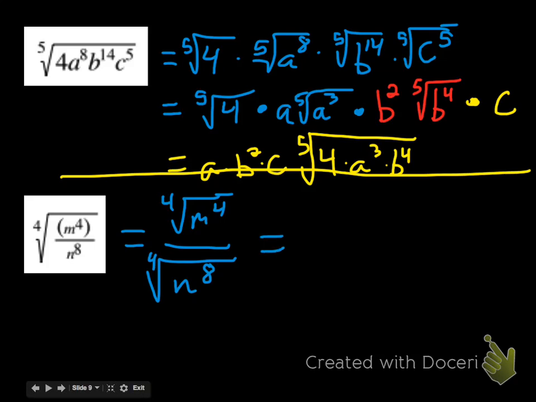because the 4th root of m to the 4th is just what? M, right? Okay. The 4th root of n to the 8th is just what? N squared. N squared, right? Yeah. I've got 8 n's lined up. I'm taking out 2 sets of n's, so I've got n squared. And that's it. Just m over n squared.